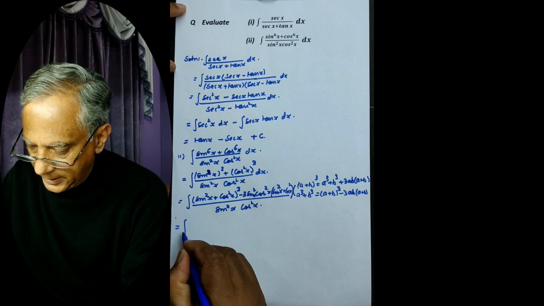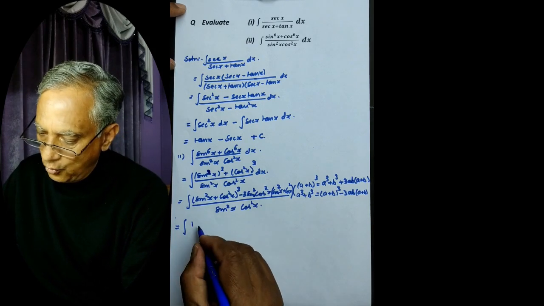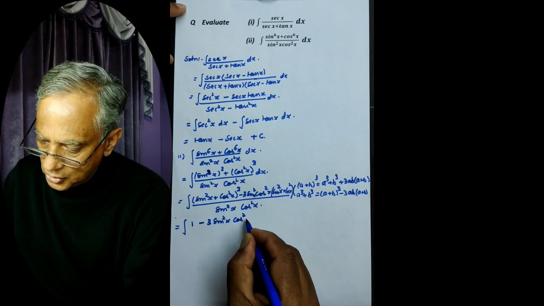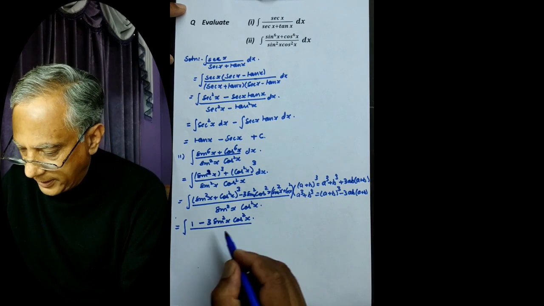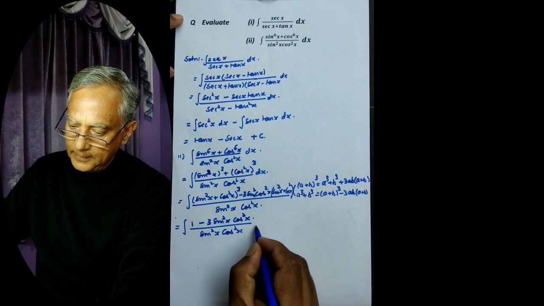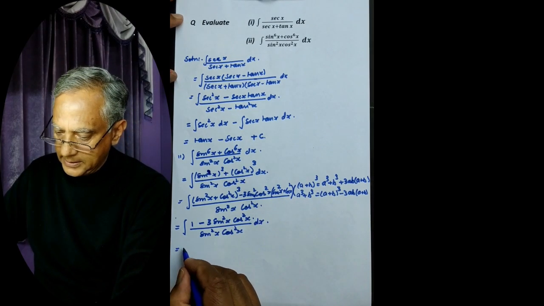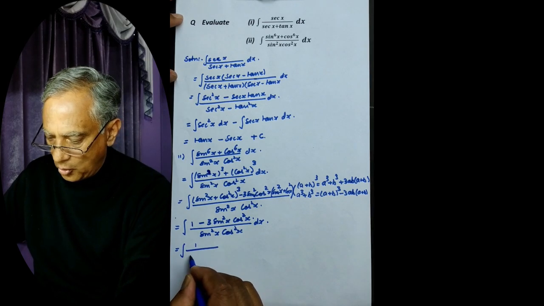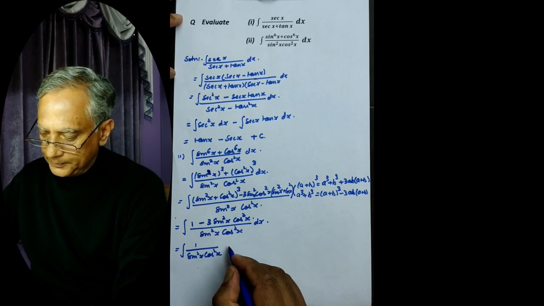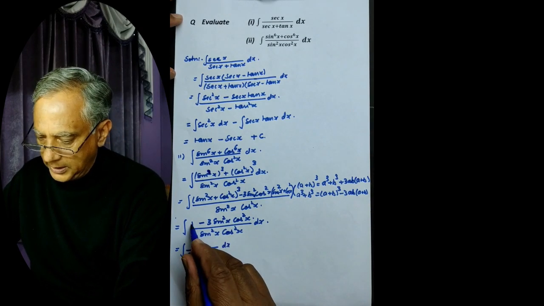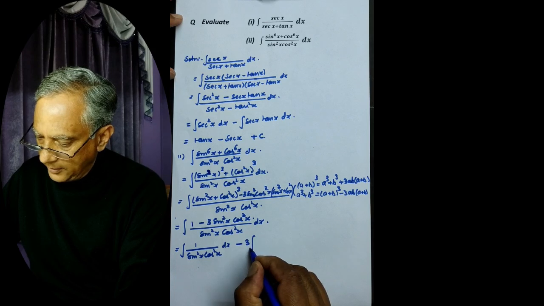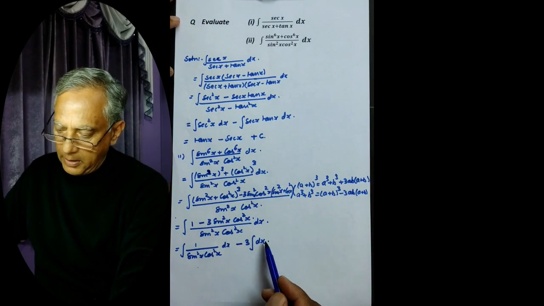So this is equal to integral, this is (1 minus 3 sin square x cos square x) whole divided by sin square x cos square x dx, and this can be written as integral 1 upon sin square x cos square x dx, this upon this, minus 3, these two cancel and we have 3 dx. So this part is solved.